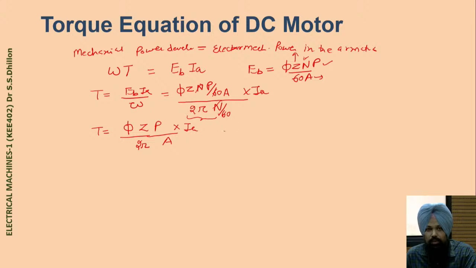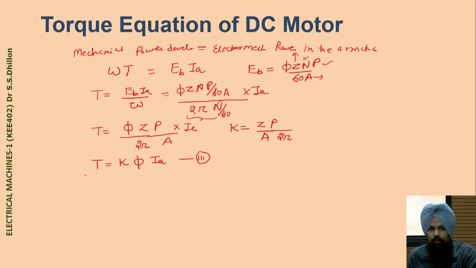And what are the constants in this equation? We can equate those constants like this as K. K comes out to be Z into the total number of poles of the machine divided by the total parallel paths, and also 2 pi, we can also take it in the constant term. That's why torque comes out to be K times the flux of the air gap, and then we have the armature current Ia. This is our third equation, or this is known as the torque equation of the DC motor.